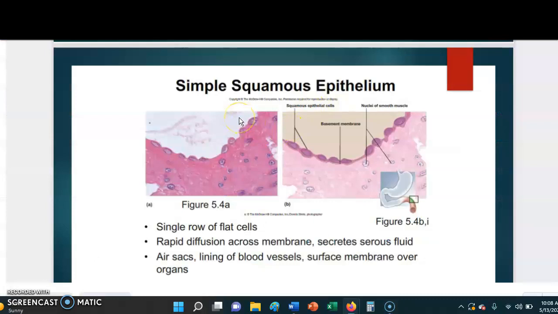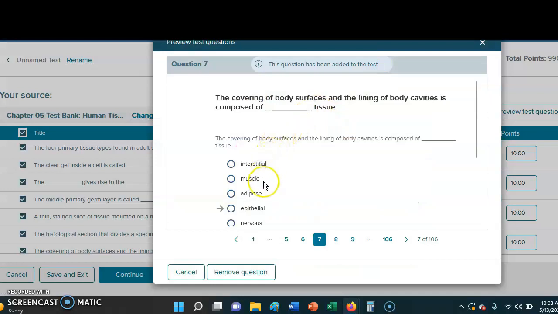We have in here epithelial tissue, right? It says simple squamous epithelium, right? That's epithelial tissue. And it says right here that, for example, we're going to use that for lining of blood vessels, surface membrane over organs. So we have lining, surface membrane of organs. If we go back to the question, that's what we have, right? Epithelial tissue, as you can see here, right? Body surfaces, lining of cavities.